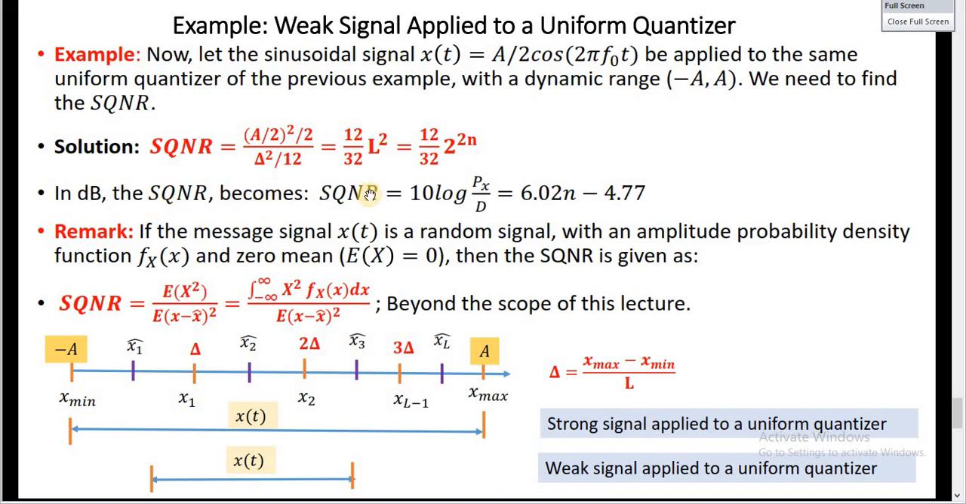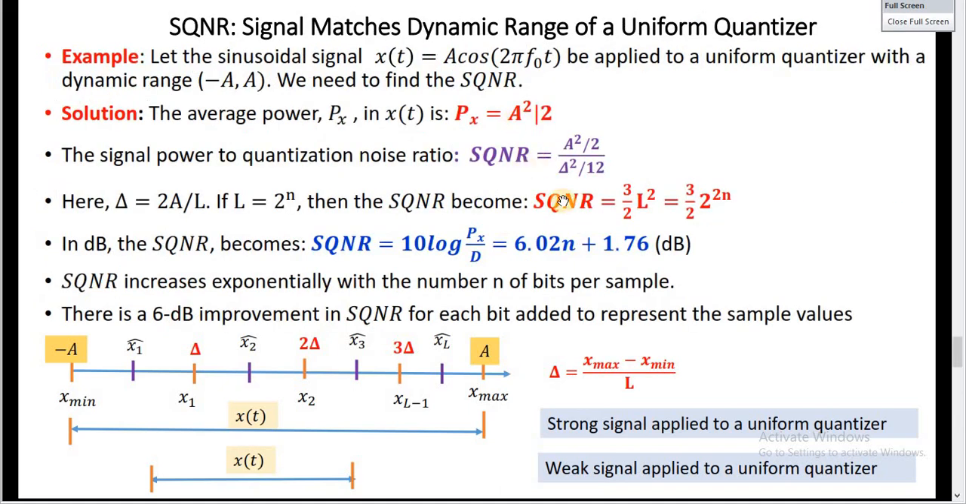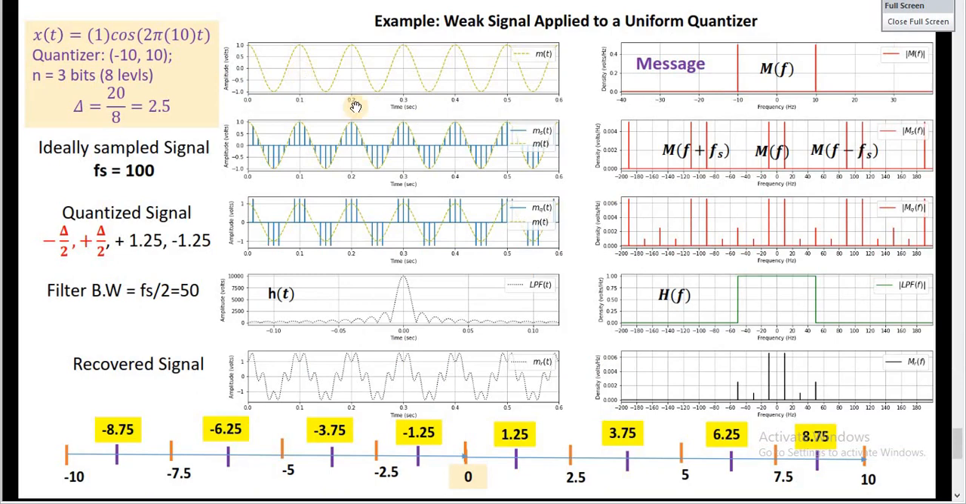It's 12 over 32, 2 to the power 2n. If we take the logarithm, we can express the signal to quantization noise ratio in dB, where the signal to quantization noise ratio equals 10 log of Px over D, which equals 6.02n minus 4.77. In the previous example, the signal to quantization noise ratio was 3 over 2 L squared. Let us consider this application.